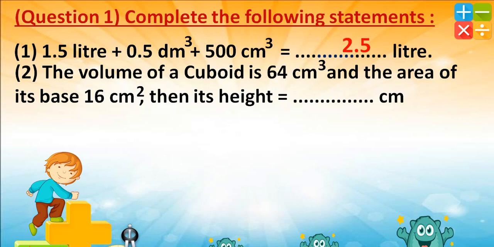The volume of a cuboid is 64 cubic centimeter, and the area of its base is 16 centimeter squared. Then its height equals? We want to calculate the height, so we divide the volume by the area. Excellent. So 64 divided by 16 equals 4.